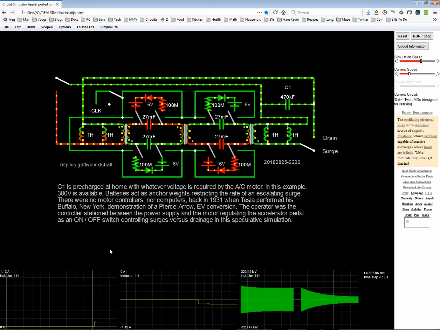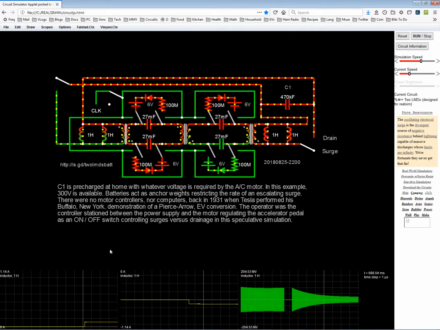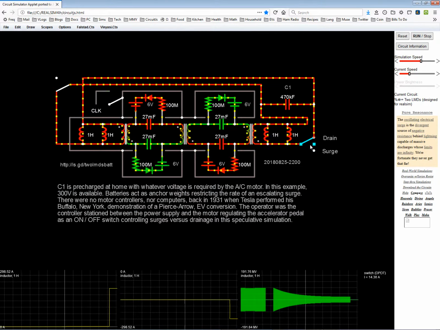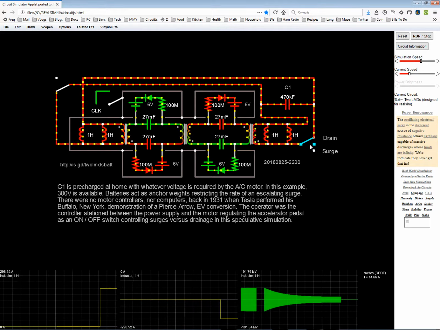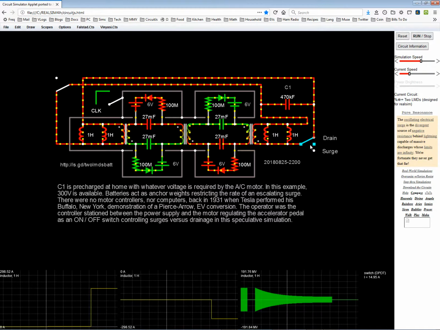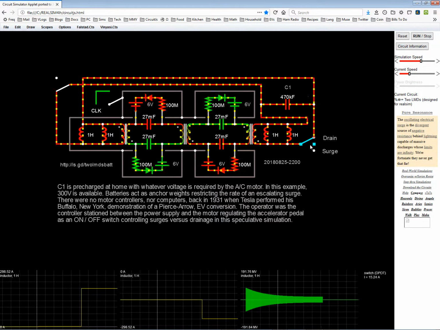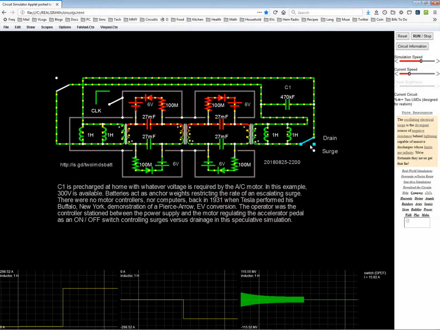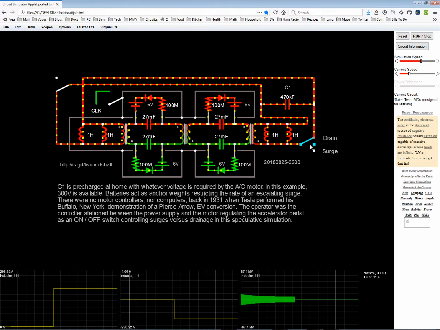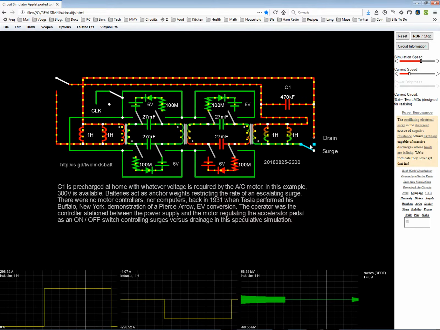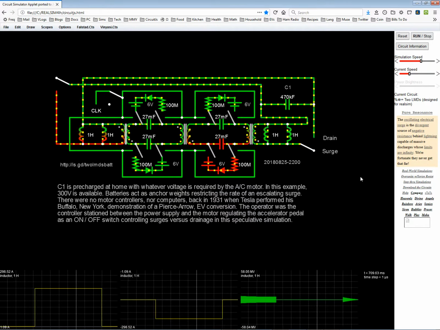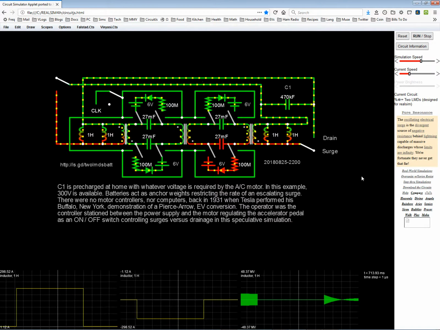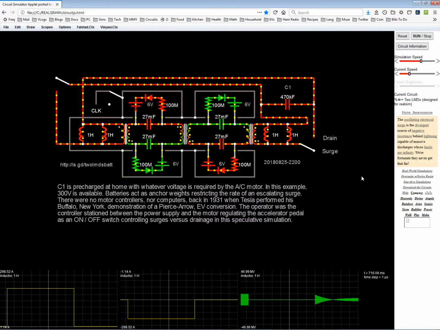Huh. 1 amp in surge mode? Wow. And it gives us 200 or 300 amps in drainage mode. 300 to 1, that's interesting. Well, anyway, that's enough playing around with the circuit. I hope you understand the principle involved of how to operate the thing.